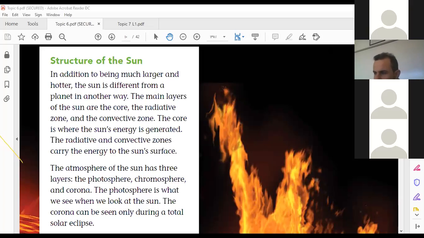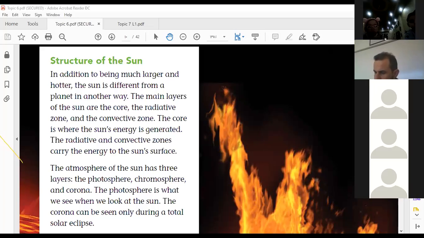Where is the energy generated in the sun? In the middle. In the core. Look, the core is where the sun's energy is generated. And the core, radiative and convective zones carry this energy to the sun's surface.